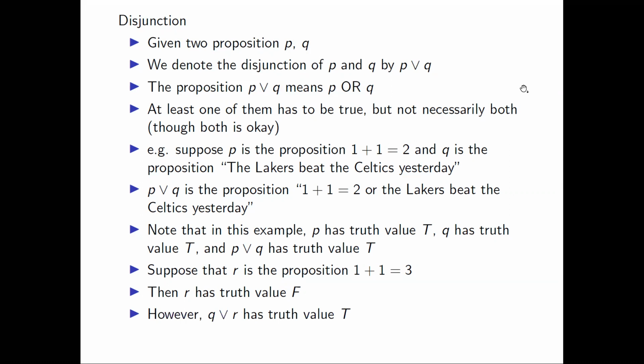We can consider the disjunction of Q and R, though. The disjunction of Q and R is going to have truth value of true, denoted T. And the reason for that is because Q, the proposition the Lakers beat the Celtics yesterday, is true. So even though R is false, even though 1 plus 1 is not equal to 3, since Q is true, the disjunction of Q or R must be true. So as long as at least one of the parts is true, the disjunction is true. And since Q is one of the parts and Q is true, that means the disjunction is true.